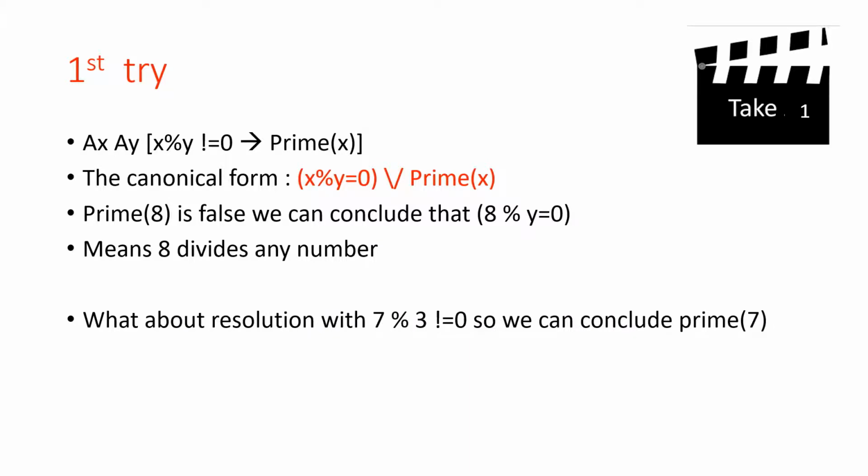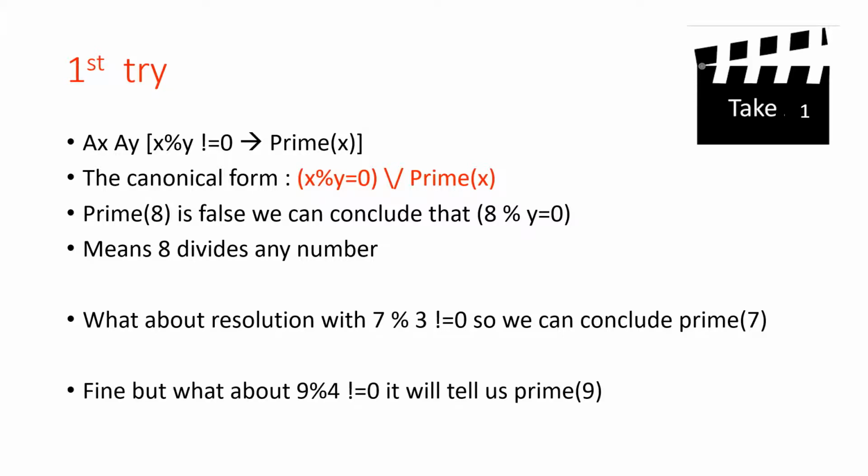What about resolution with something like this first part? So this means it divides. What about it doesn't divide? x doesn't divide 3. So 7 doesn't divide 3, and I can make some resolution with this: x equal 7 and y equal 3. The remaining part will be prime 7. So this is perfect. But what about something like 9, which is not prime, doesn't divide 4?